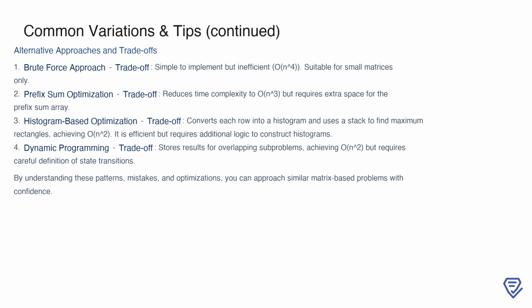A more advanced technique is the histogram-based optimization, which transforms each row into a histogram and uses a stack to find the maximum rectangles. This approach achieves a time complexity of n squared, and is highly efficient, though it does involve additional logic to construct the histograms. Finally, dynamic programming offers another n squared solution by storing results for overlapping subproblems. However, it requires careful definition of state transitions.